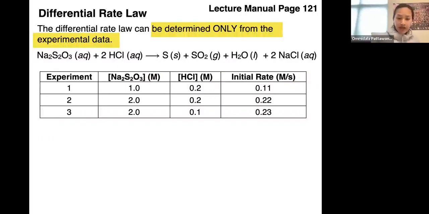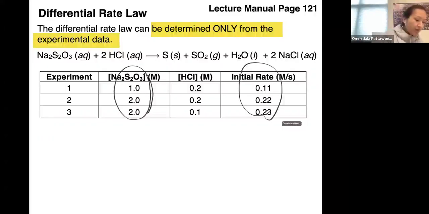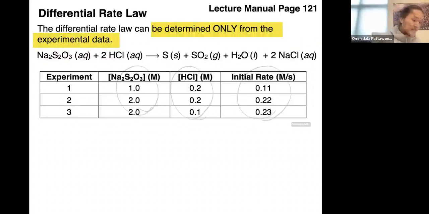The differential rate law tells us about the relationship between the concentration of the reactant and the rate. For example, if you change this concentration, how would that change the rate? Same thing for this one: if you change the concentration of hydrochloric acid, how would that affect the rate? So we need to be able to write out the mathematical expression for this, which is what we call the rate law expression.